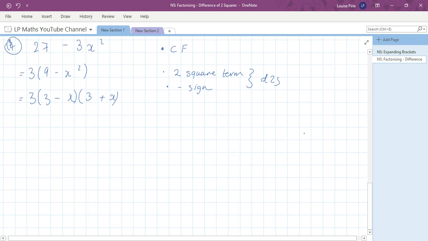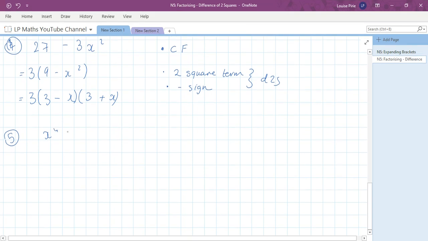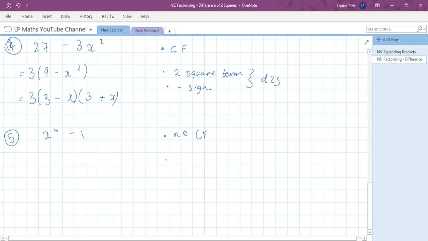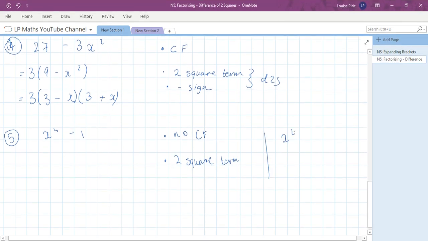And here's a tricky one that you might find in an exam. x to the power of 4 minus 1. Now, we have no common factor here. Do we have two square terms? Well, we do. Let's have a look at that x to the power of 4 in a little bit more detail. x to the power of 4 is made up of x times x times x times x. Now, if I gather these together, then what I get is x squared times x squared. So therefore, x to the power of 4 is indeed a square term.